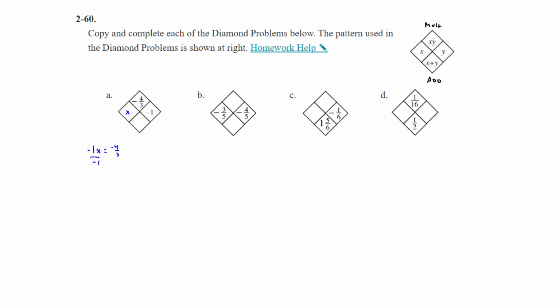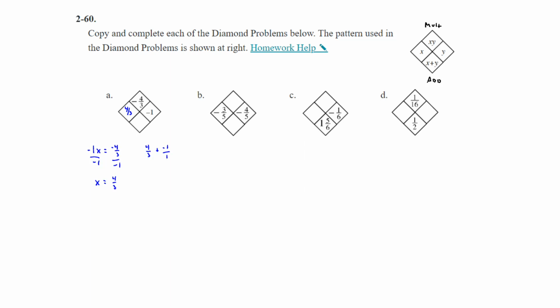So if you divide by negative 1, that's just going to give you x as a value of a positive 4/3. So does it make sense when I take positive 4/3 times negative 1 to get negative 4/3? Yes, and you could have done that without writing the equation, but that equation is always there if you need it. Now that we have x and y, we should be able to take 4/3 plus negative 1.